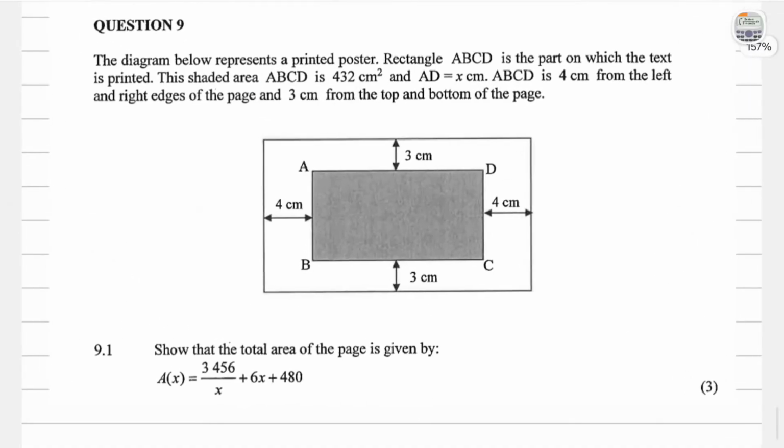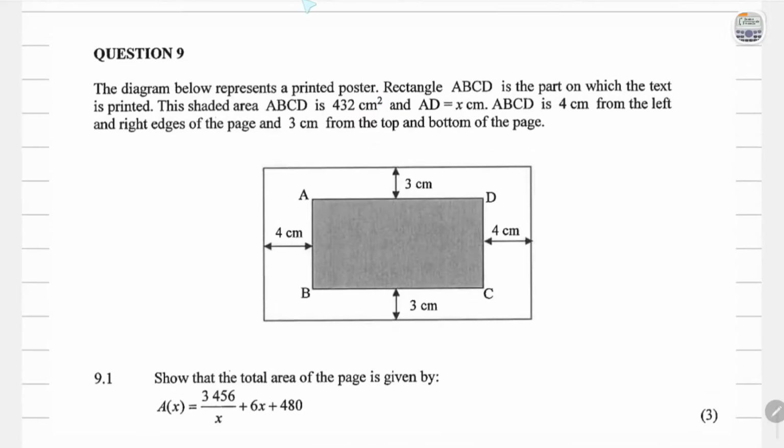Question 9 says, the diagram below represents a printed poster. Rectangle ABCD, this rectangle that we have over here, is the part on which the text is printed. The shaded area ABCD is 432 centimeters squared and AD is equal to X.